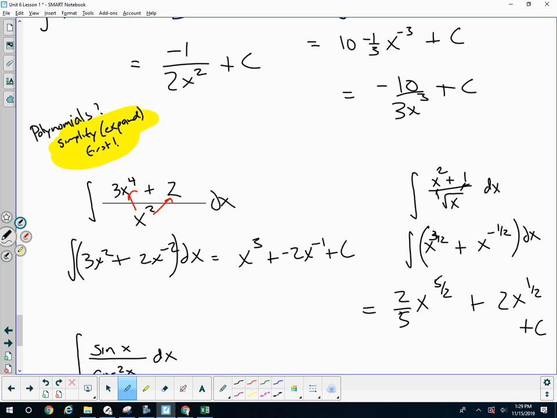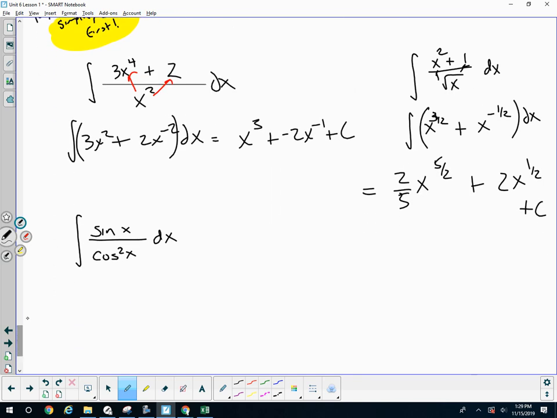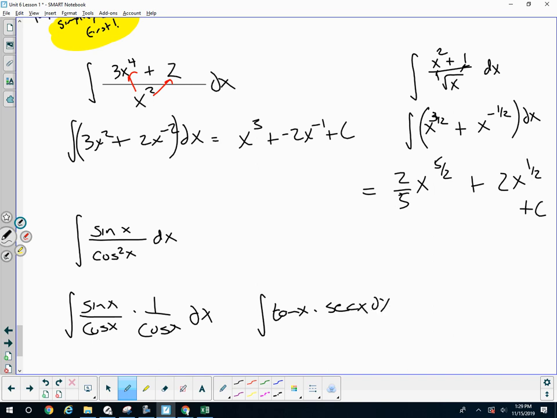Sine x over cos squared x, I have no idea. Simplify first. I could write this as sine x over cos x times 1 over cos x, which then can be written as tan x times secant x. What's the antiderivative of tan x times secant x?